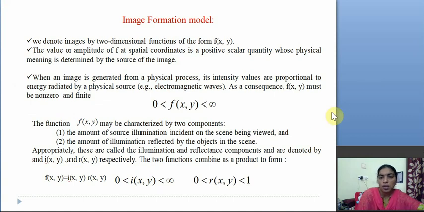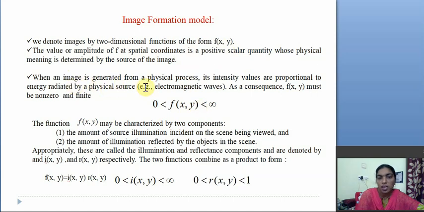Now coming to the image formation model. What is the image formation model here? Here the images are represented by f of x comma y. You know that x comma y are the spatial coordinates, f is the amplitude, and then what is the range of f of x comma y? Very important here, understand this. What is the range of f of x comma y here?